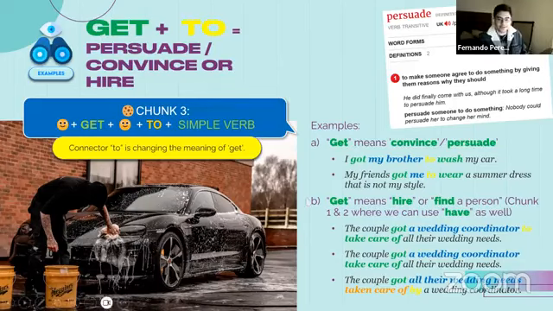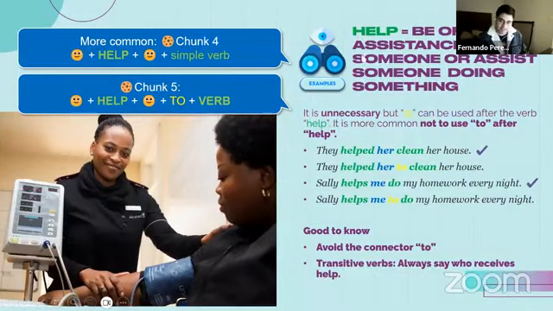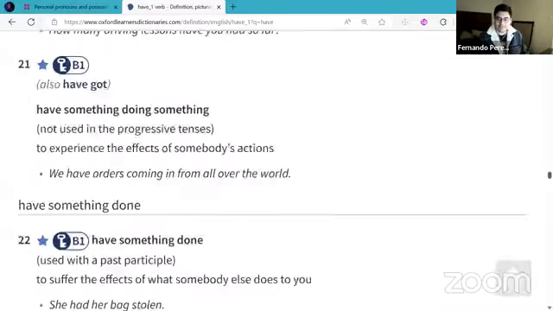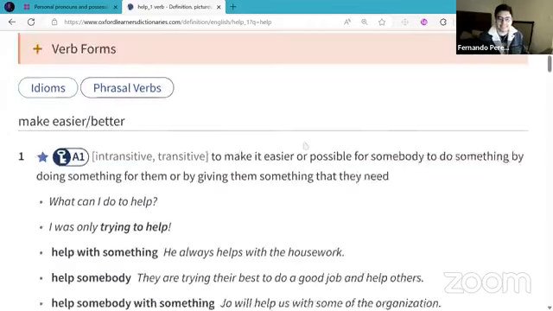Let's go to the last one of the night. The verb help. The verb help is very useful and a little bit confusing because sometimes we need a connector to, but it's very common to avoid using connector to. If you see verbs with help in the dictionary, some examples have connector to and some examples don't, because the verb help is a transitive verb.